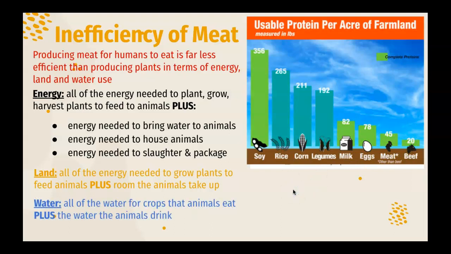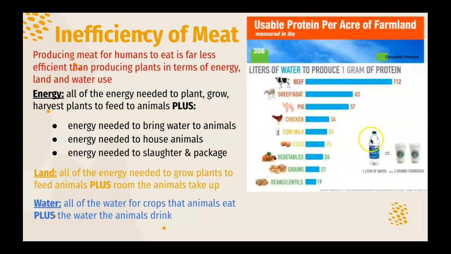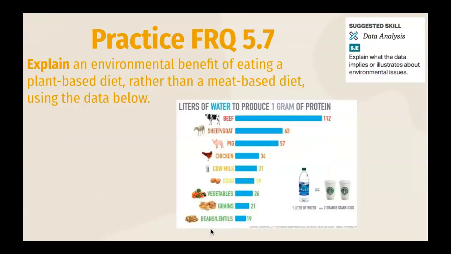And then water. You have to think about all of the water, not only for the crops that the animals eat, plus the water that the animals actually have to drink themselves. And so if you look at water usage, again, obviously animals are much higher water usage up here than if we're just eating vegetables. So what I'd like you to do is to explain an environmental benefit of eating a plant-based diet rather than a meat-based diet, and use the data here in this picture to help support your argument.